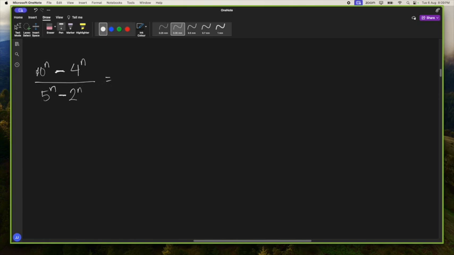So what is 10? Jabari, what is 10? Would you agree that 10 is 5 times 2, right? So imagine 10 is actually 5 times 2, and all of that is to the power of n. Minus 4, which is, what is 4? 4 is 2 squared, to the power of n.